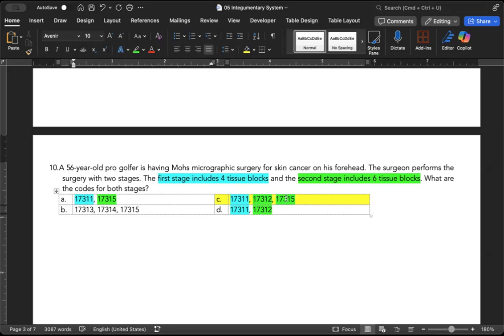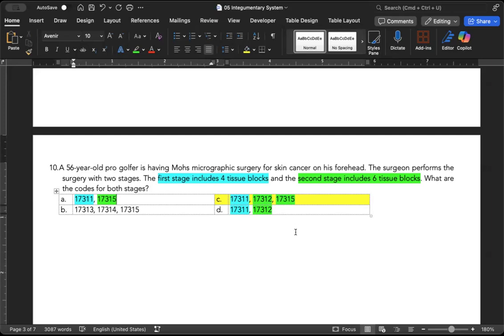So, Brittany, if there were 3 stages, then we would have an additional unit of 17312. If we had a third stage that had 4 tissue blocks, it would be 17311, 17312 times 2, because we would have the second stage and third stage. And then we would just have a 17315 for the second stage that had the 6 blocks.